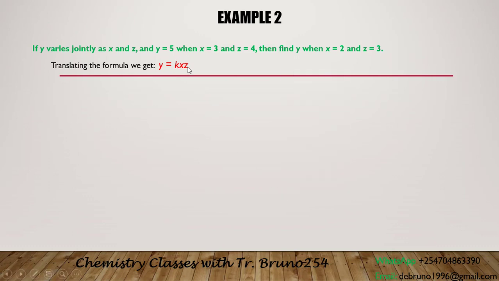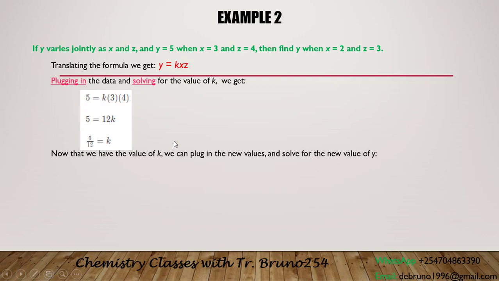Now that we have the formula, we can go to the next step. By plugging in the data points given, which is y equals 5, x equals 3, and z equals 4, we can get the value of k. And how do we do that? We just replace directly y by 5, x with 3, and z with 4. We get 5 equals k times 3 times 4. Multiplying 3 by 4 we get 12, where 12 times k is 12k, equal to 5. Dividing on both sides by 12 to get the value of k, we have k equals 5 over 12.